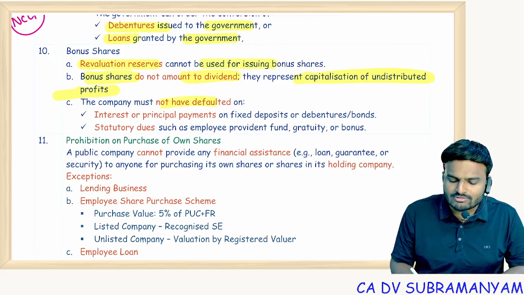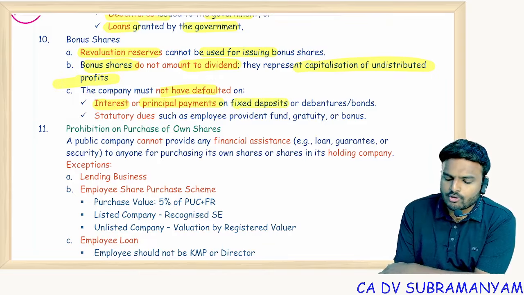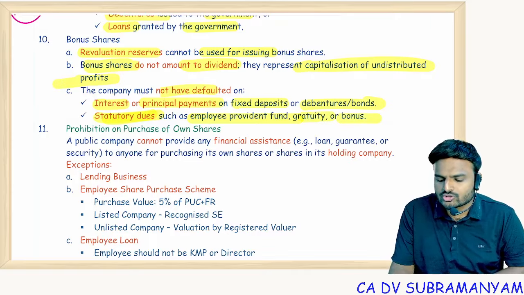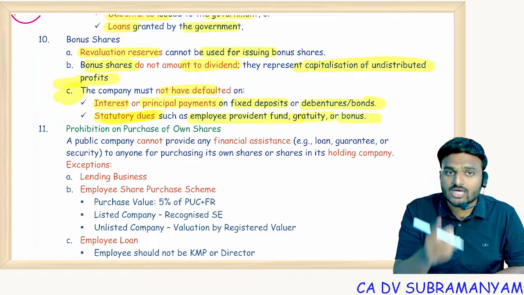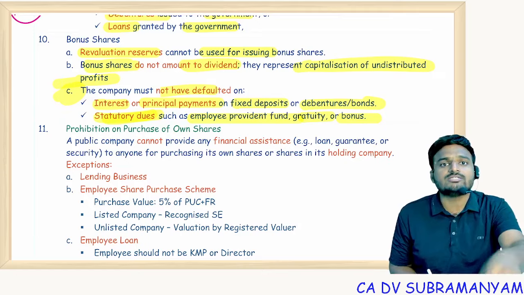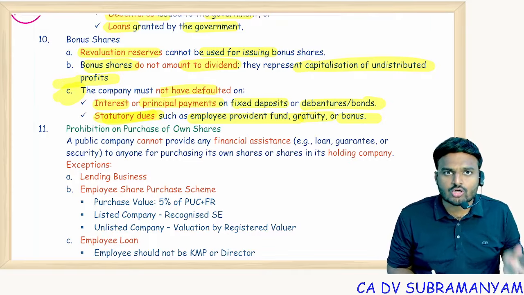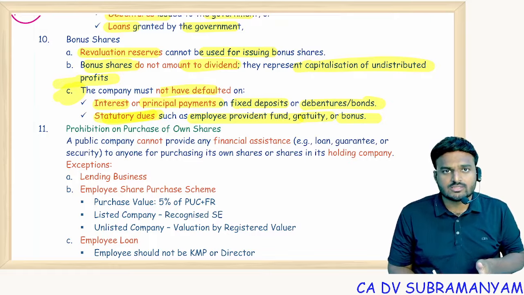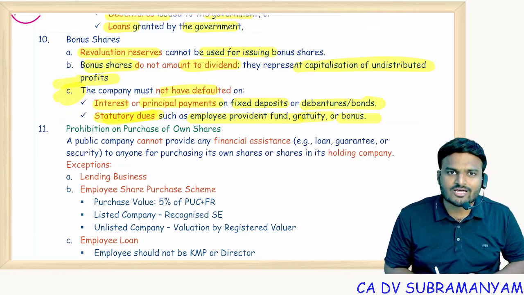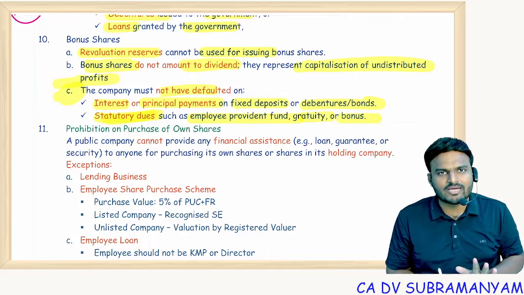Company must not have defaulted on interest or principal payments of fixed deposits, debentures or bonds, or statutory dues such as employee provident fund, gratuity, bonus. Remember these defaults. They may ask you: companies having these defaults, can the company proceed with a bonus issue? Answer is no. Once recommended, once declared, it can't be withdrawn. Remember these points. This is the exceptional topics marathon. If the paper is tricky, you will find these points only in your question paper.